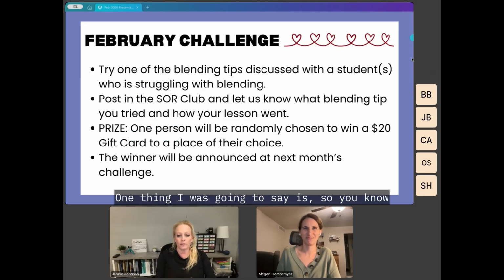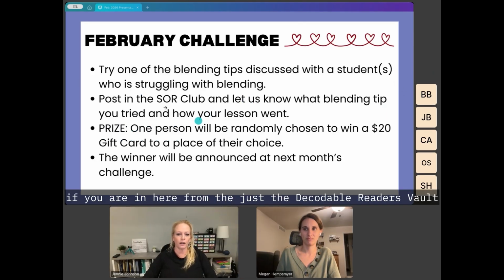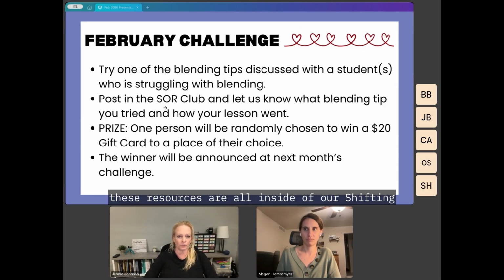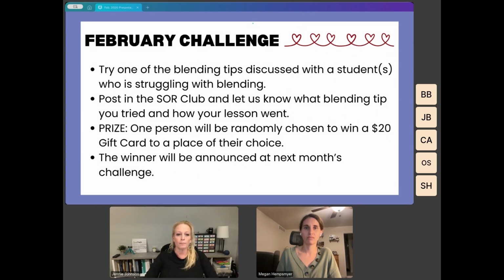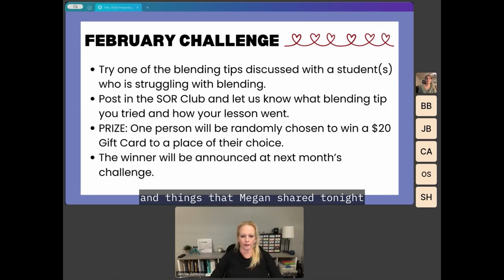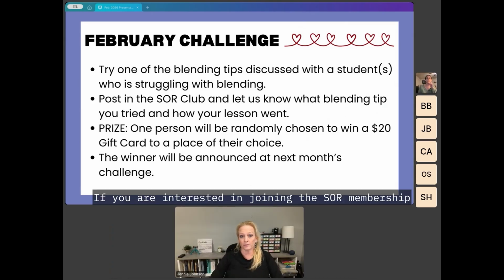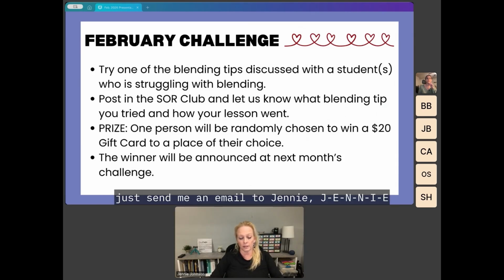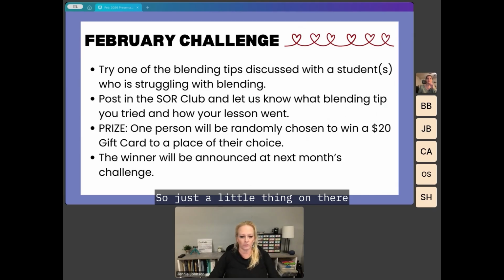So word mapping can be really beneficial, and our word mapping worksheets cover many different skills as far as phonics goes. One thing I was going to say is, if you are in here from just the Decodable Readers Vault, these resources are all inside of our Shifting to SOAR membership. So you won't have access to those specific resources, but you'll still be able to use a lot of the tips and things that Megan shared tonight. If you are interested in joining the SOAR membership, which does include the Decodable Readers Vault, just send me an email to Jenny at shiftingtosoar.com, and I can get you set up. So if you're inside the Decodable Readers Vault looking for those resources, they are not inside of the vault.